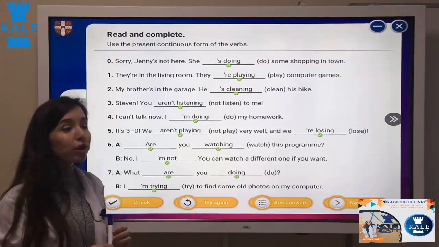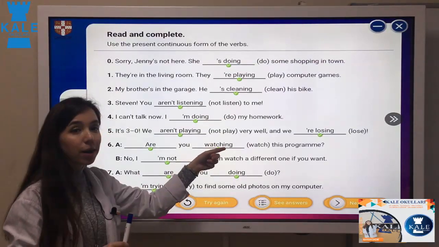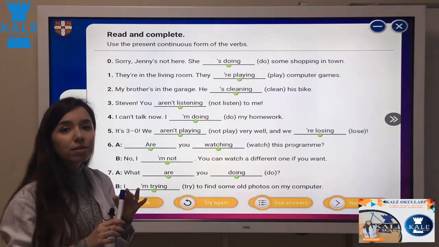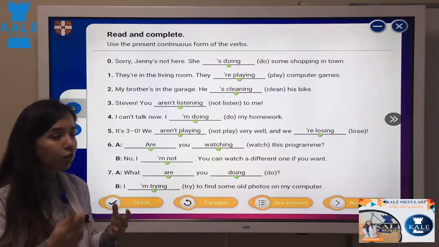Please don't forget, for present continuous, don't write just verb and ing. Without am, is, are, it's something nonsense. Yes, we have to use it. It's a kind of rule.